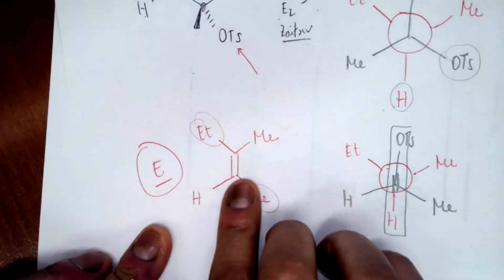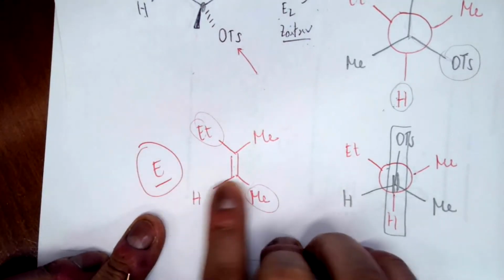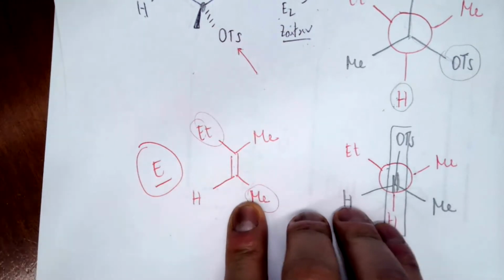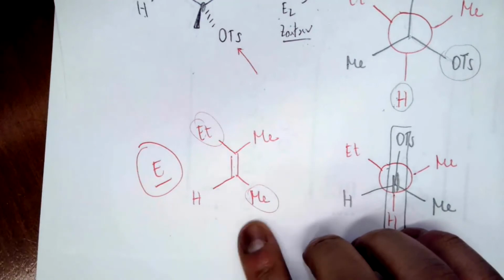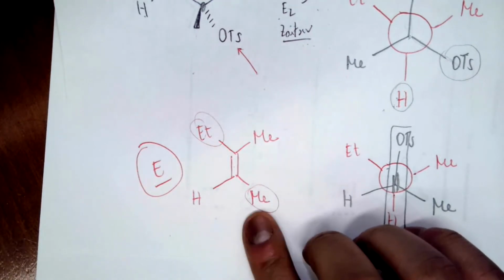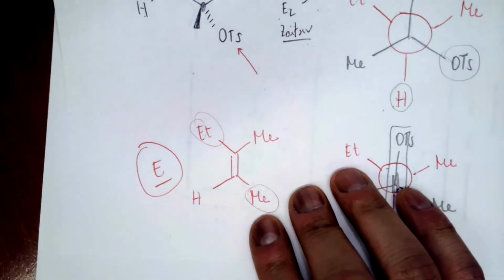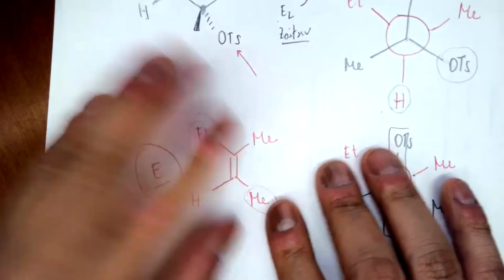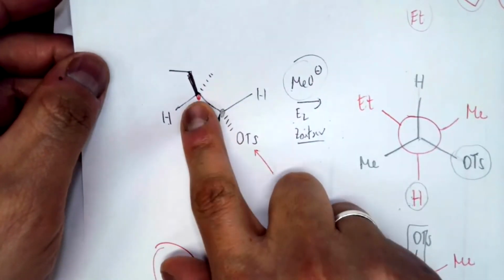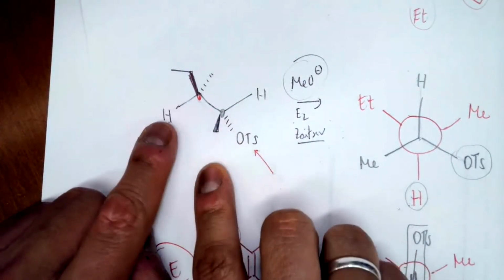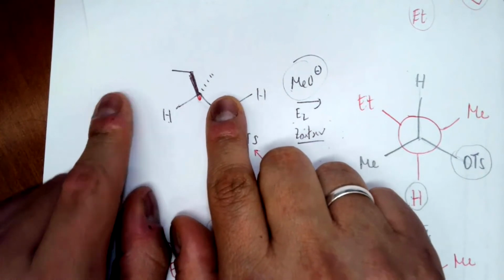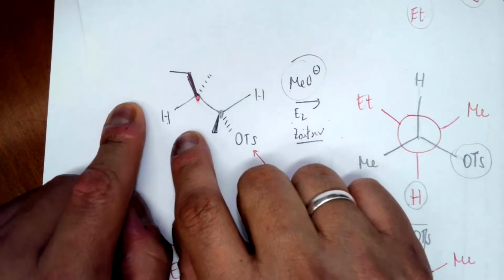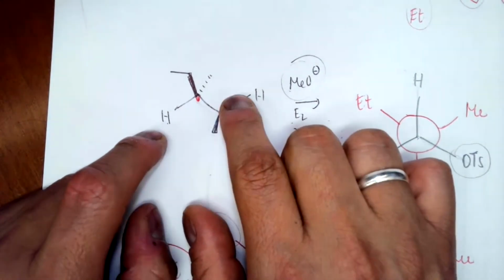Once again, if you don't remember how to label E and Z alkenes, please go back to chapter 5, about stereochemistry. This one is an E alkene. I only need to do this if you have only one available beta hydrogen. Only one. If I have two, of course, one is going to give me the E alkene, the other one is going to give me the Z alkene.